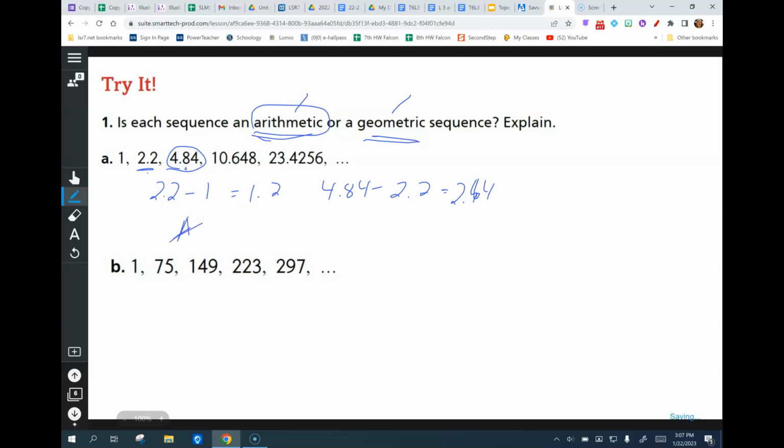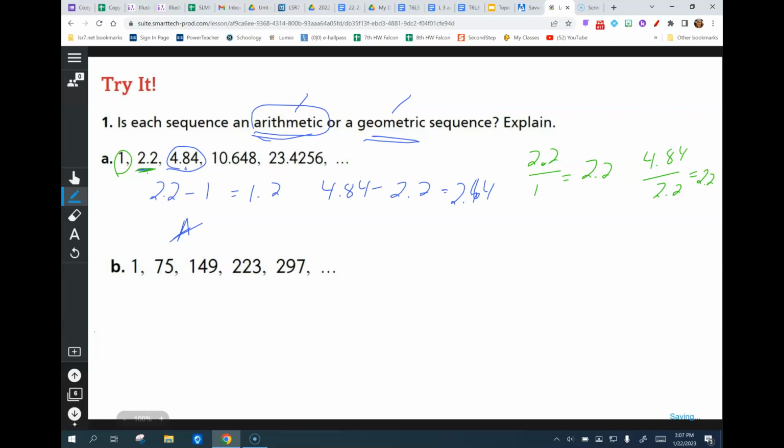So not arithmetic. So now what we do is we find out if it's geometric. Boy, did I write big. So to find out if it's geometric, I'm going to take the next term and divide it by the previous. So the second term divided by the first, and I get 2.2. Then I take 4.84 divided by 2.2, and I get 2.2. Aha!